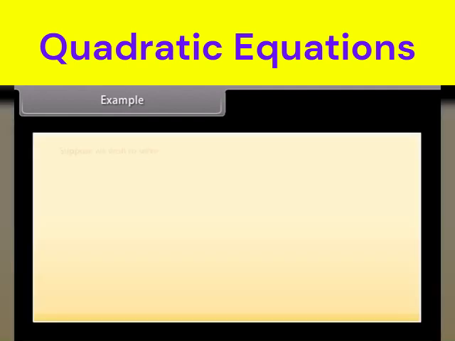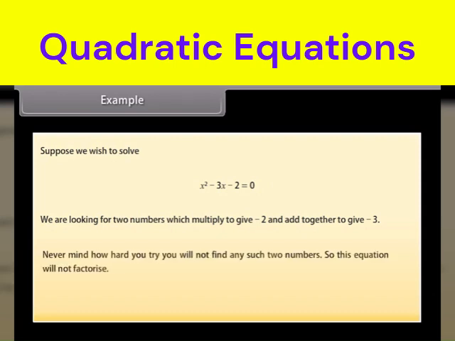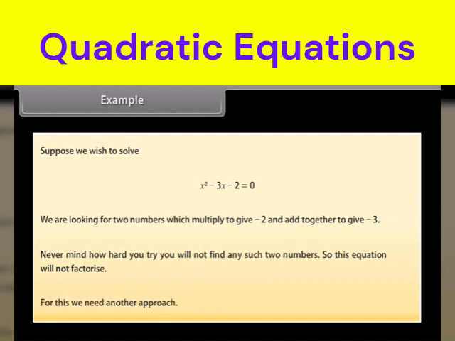Example. Now suppose we wish to solve x² - 3x - 2 = 0. We are looking for two numbers which multiply to give -2 and add together to give -3. Never mind how hard you try, you will not find any such two numbers. So, this equation will not factorize. For this, we need another approach. We will learn that in the next screen.